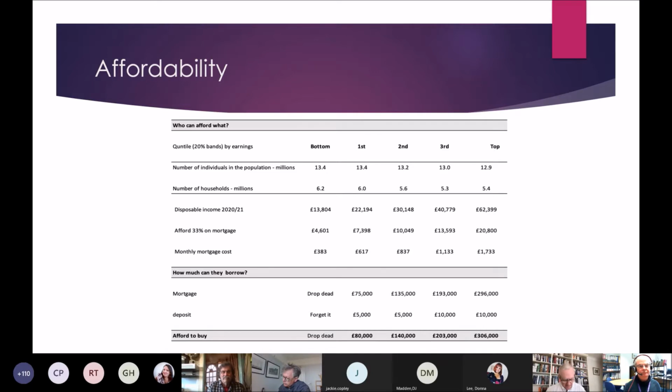The next third up, this is the middle fifth, as I call them. These are the ones that you will find complaining. These are the people on sort of disposable incomes of, this is household incomes, by the way, and it's disposable, not gross. Disposable incomes of about 30 grand a year. They can afford 10,000 a year on their mortgage. And that will cost them £800 a month or so. And so they can afford 135 grand, 140,000 quid for a house. Outside in the southeast, that's not enough, but outside the southeast, they're in the market.